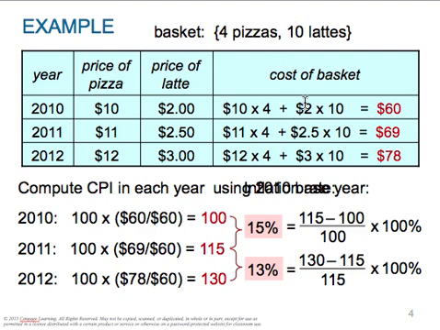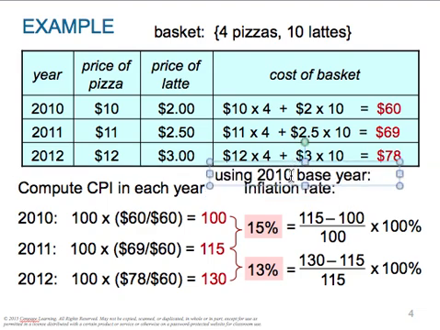Now, the cost of the basket, if these are the two things you're putting in your basket, is $10 times the 4 pizzas and $2 times the 10 lattes, $60. Okay, that's the cost to buy what you want to buy, 4 pizzas and 10 lattes this year in 2010. Now, in 2011, it's $11 times 4 and $2.50 times 10, $69. Cost has gone up. Basket costs you more. 2012, $12 times the 4 pizzas and $3 times the 10 lattes for a total of $78.